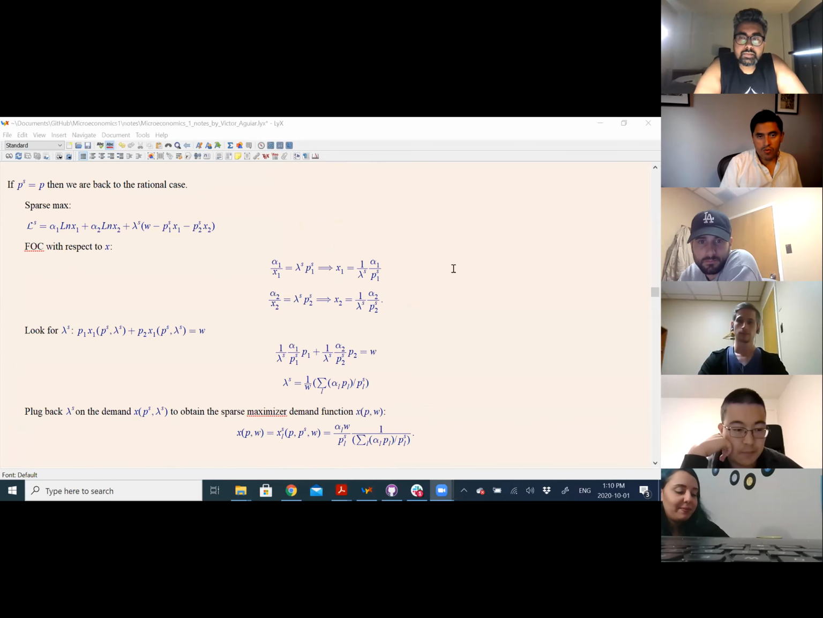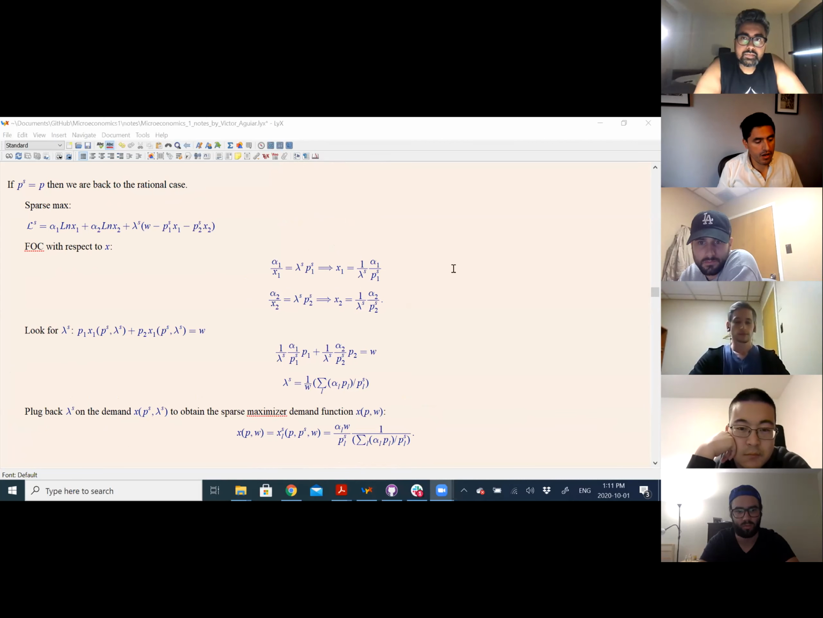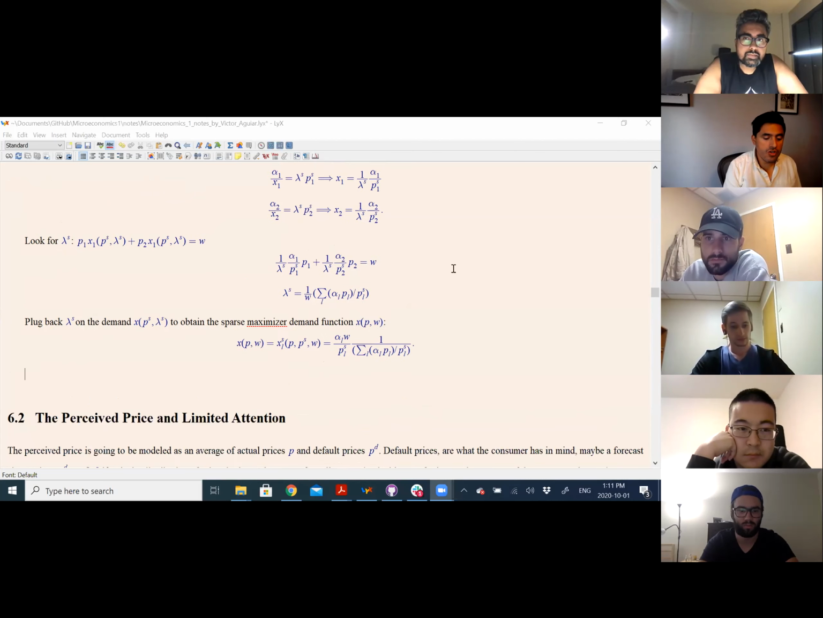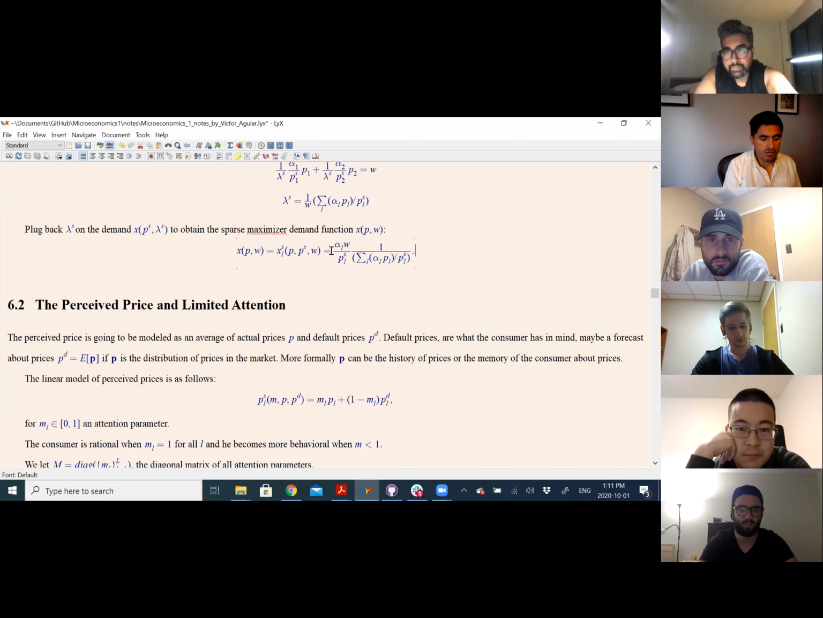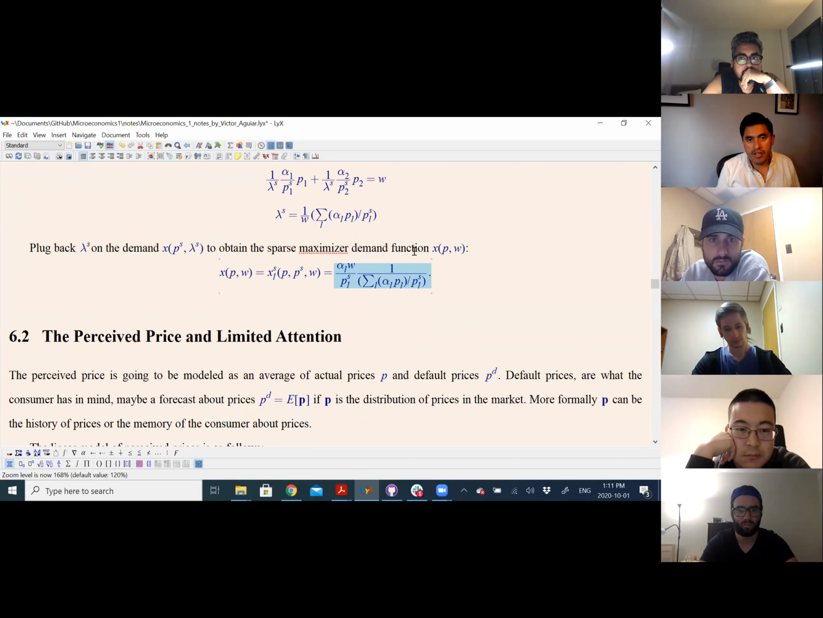Okay, so what was our last thing in the previous class? We were trying to derive the Cobb-Douglas from the Sparse max, and we obtained this new demand function, which has some interesting features. The main feature is that the budget share is no longer constant. You actually have mistakes because of the misperception.